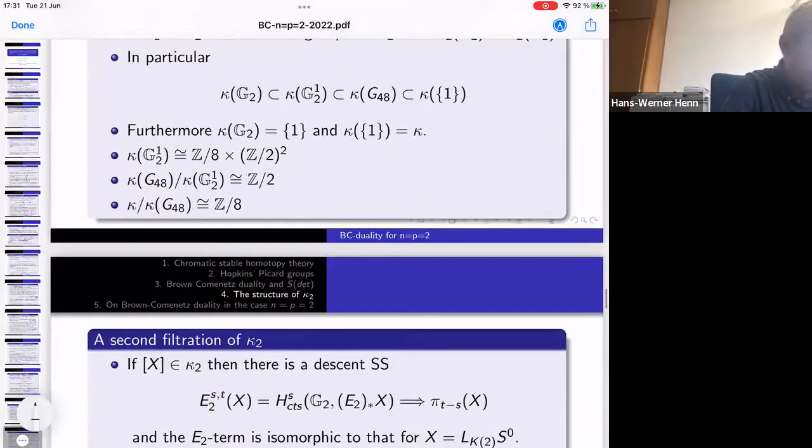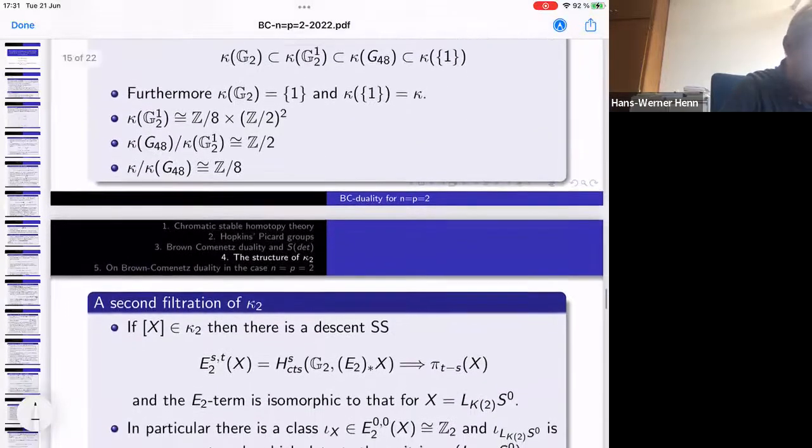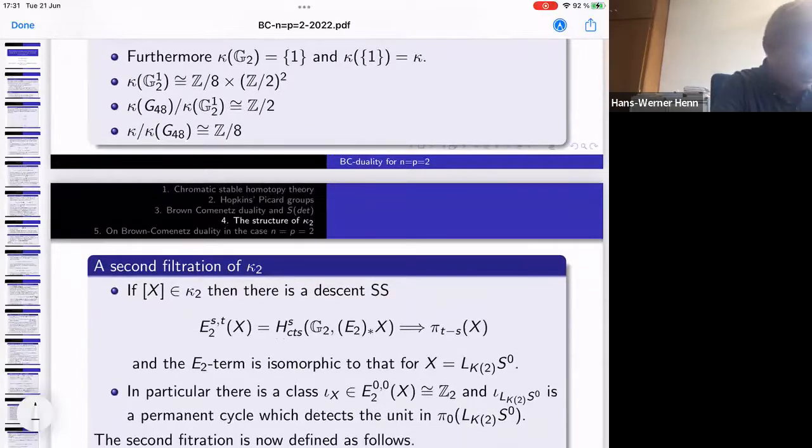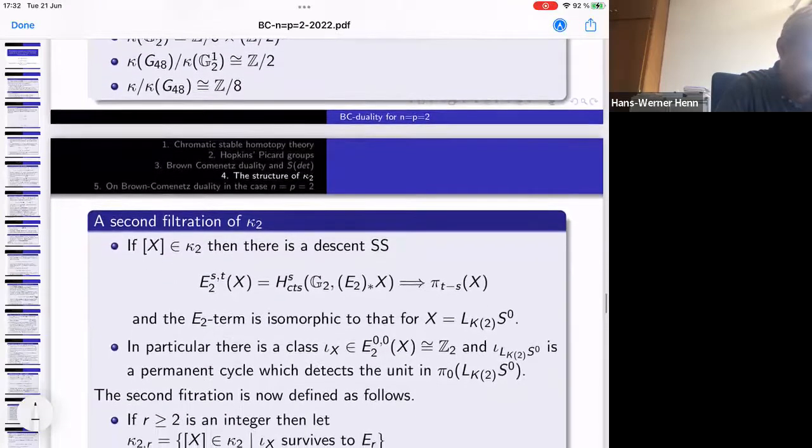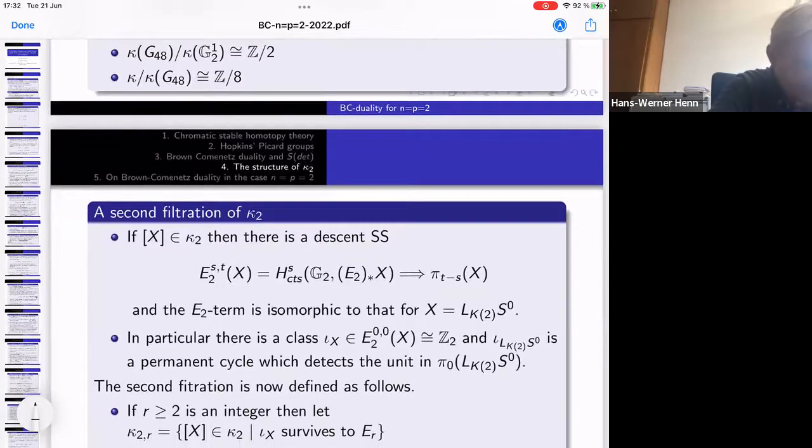Well, there's a second filtration of kappa 2, which is given in terms of the Adams-Novikov spectral sequence. So if X is in kappa 2, then the spectral sequence has the same E2 term as the K2-local sphere. And in particular, there's a fundamental class in E2^{0,0} of X. The fundamental class for L_K2 of S^0 is a permanent cycle, which detects the unit in pi_0 of L_K2 of S^0.